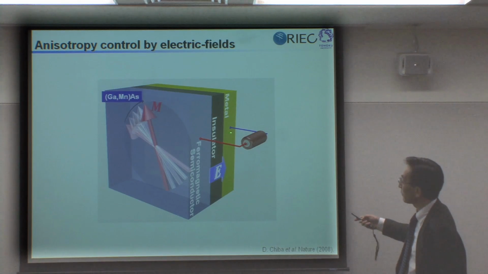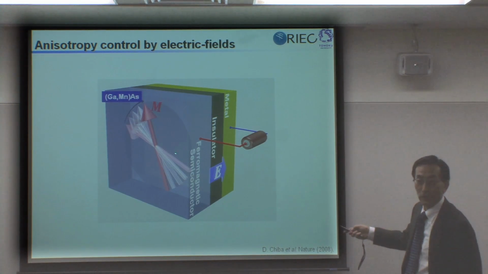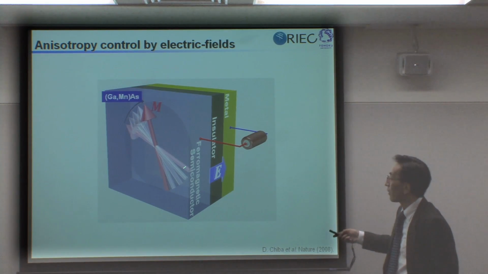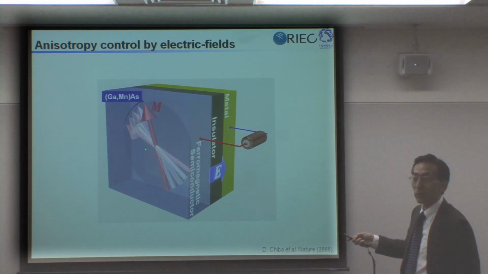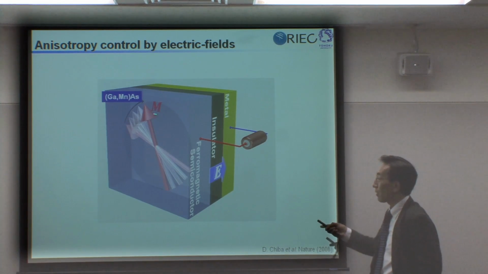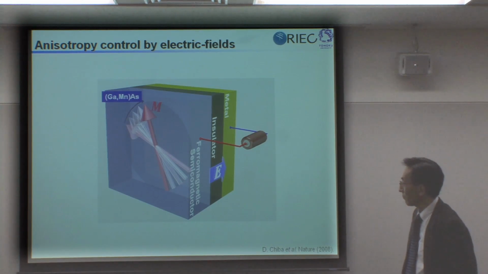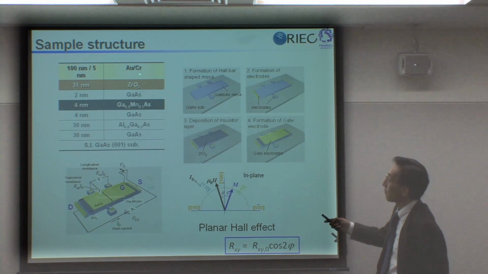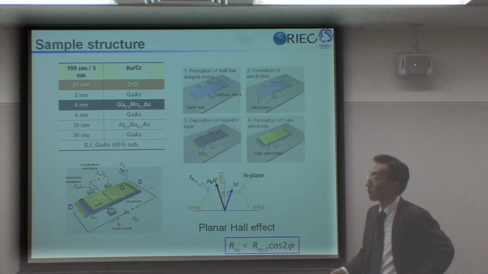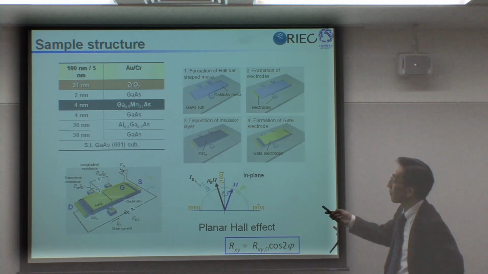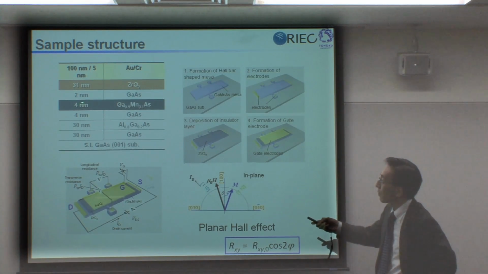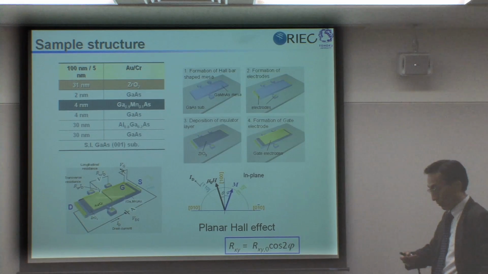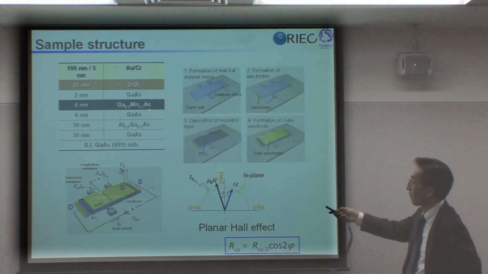So the idea is here, this is our metal insulator semiconductor structure. We apply electric field to change the carrier concentration. And along with this change of carrier concentration, we expect to see some change in magnetization direction. So let's see if we can see it. This is our sample structure. We have zirconium dioxide, one of those high K materials that people working in silicon have developed. We have 4 nanometer gallium manganese arsenide, rather thin, in order to have good control over the carrier concentration over the entire gallium manganese arsenide.